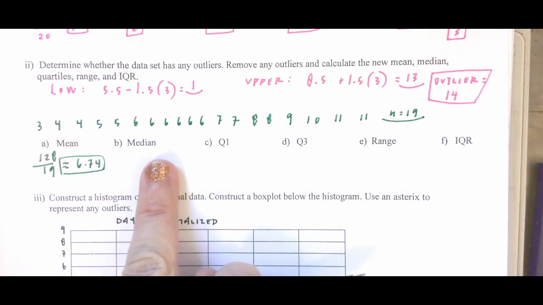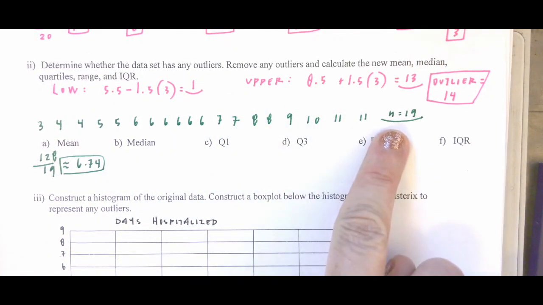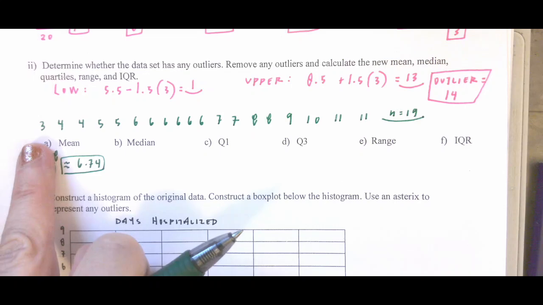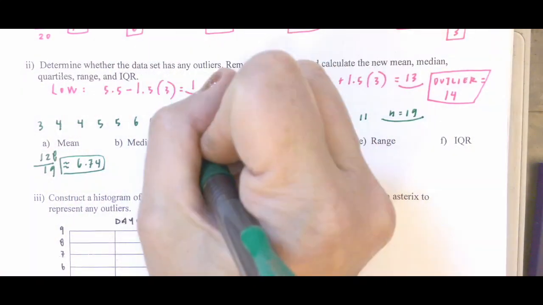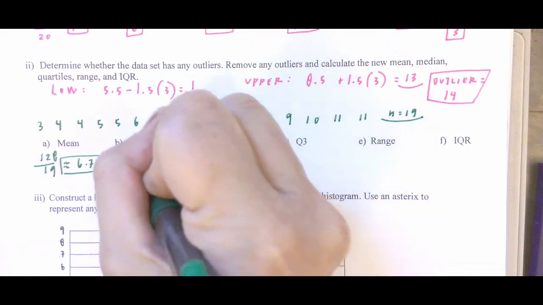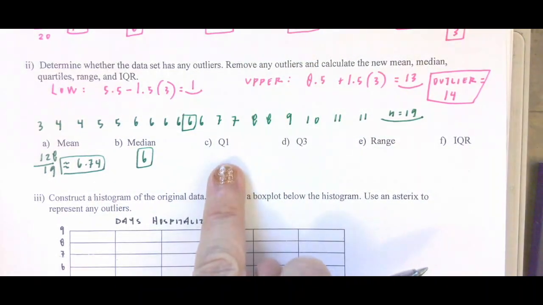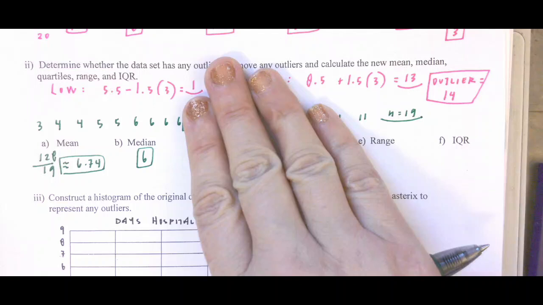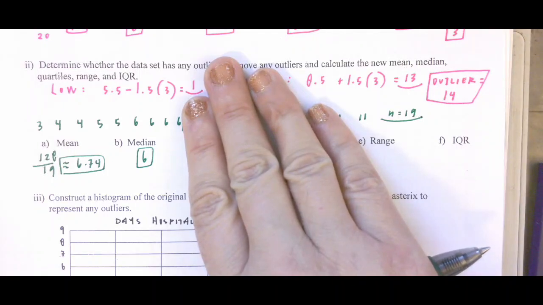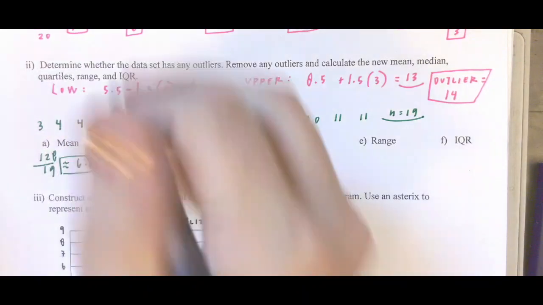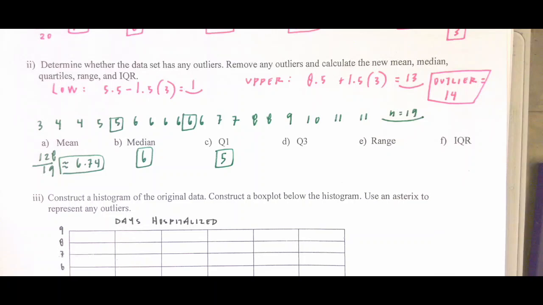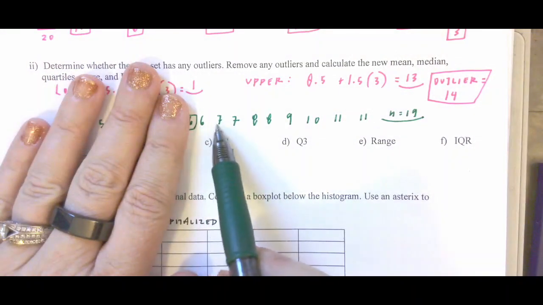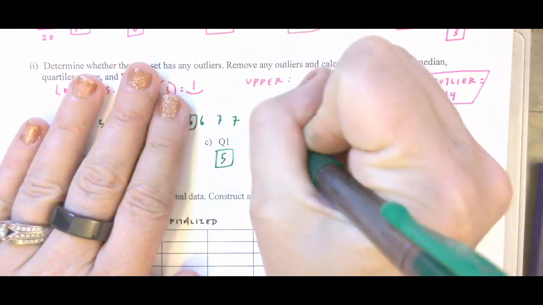My median, so if I take 19, add 1, divide by 2, I'm looking at the 10th position. So it's this 6 right here. There's my median. My Q1, right, block this out. I have 9 data points to the left. Add 1, divide by 2. I'm looking at the 5th position. Happens to have a value of 5. Okay, to the right, 5th position has a value of 8.